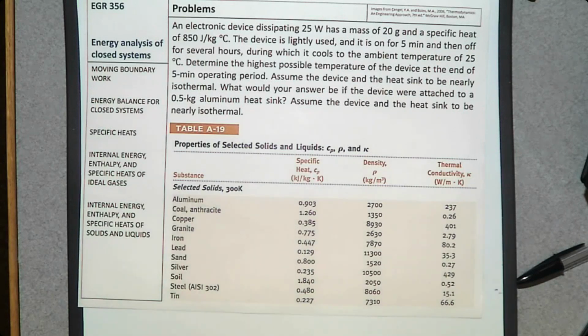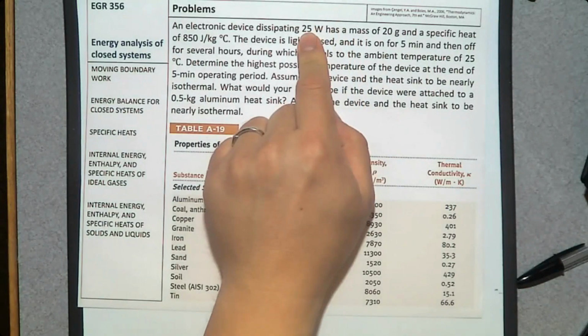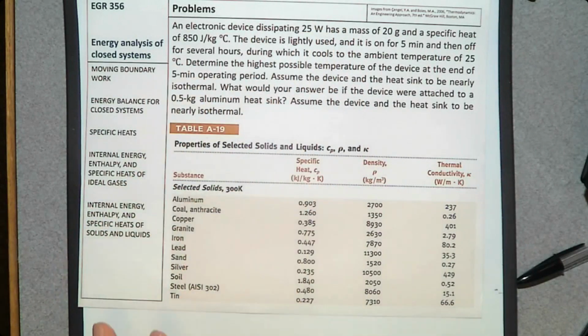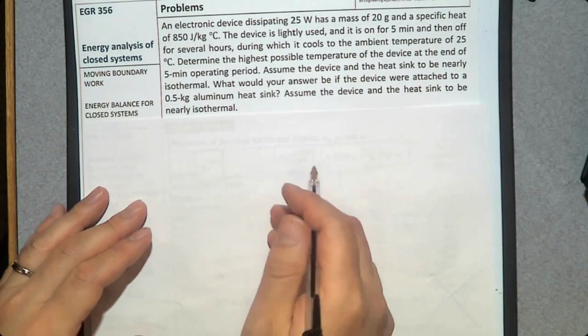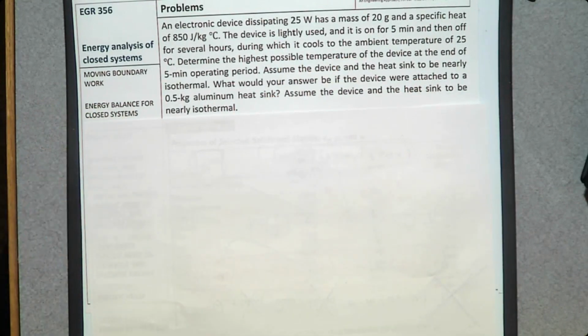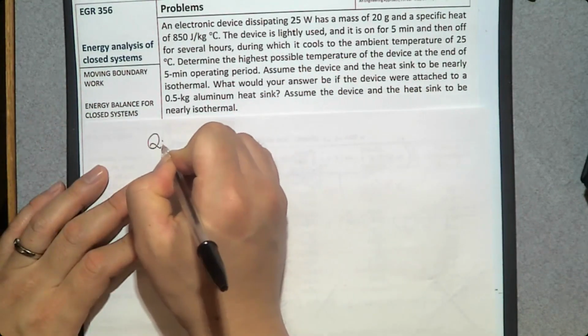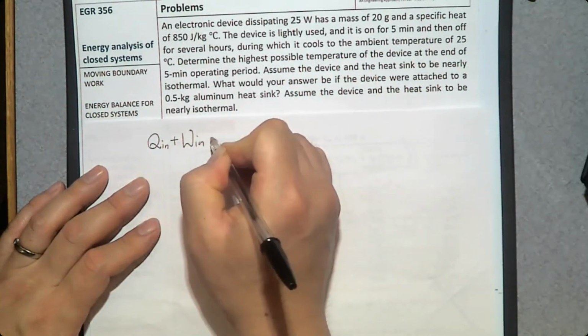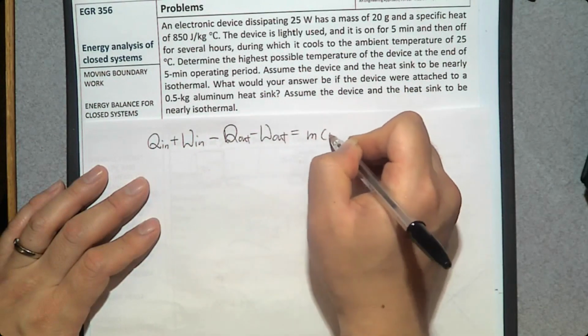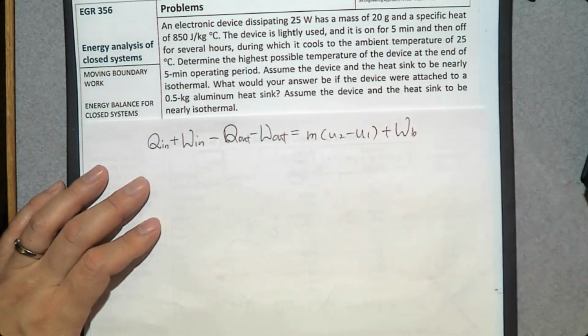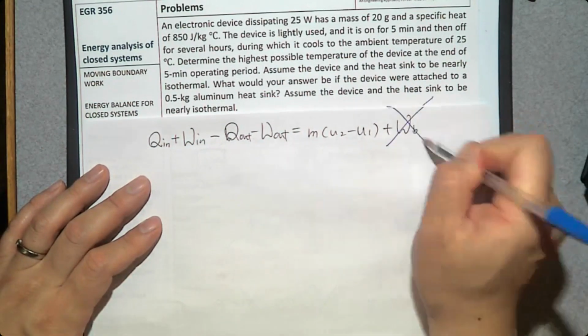And the amount of heat transfer to the system is going to be 25 watt. But watt is not joule, it's joule per second, so we multiply by the duration. So let's solve this problem together. An electronic device dissipating 25 watts, and this device is our system, and it's a solid, so it's a closed system. So the energy balance equation for a closed system is going to be this one: Q in plus W in minus Q out minus W out is going to be mass times U2 minus U1 plus moving boundary work. And we know it's a solid, so there's no moving boundary work.